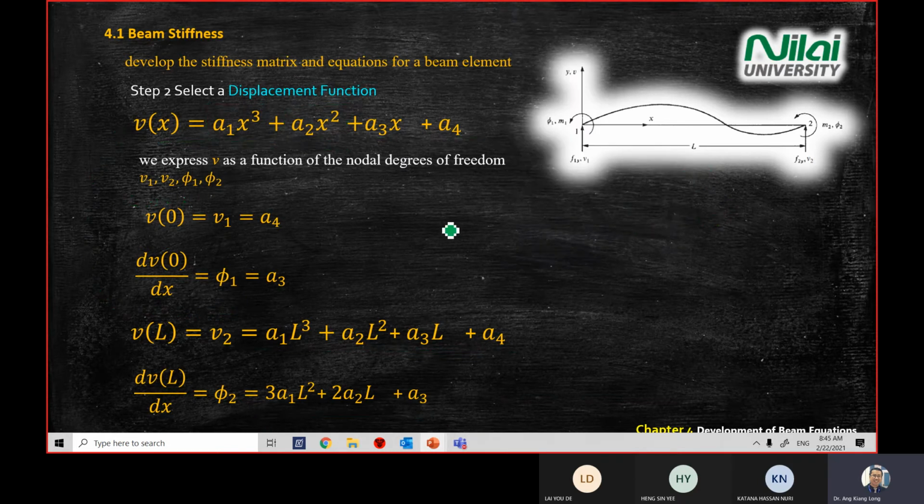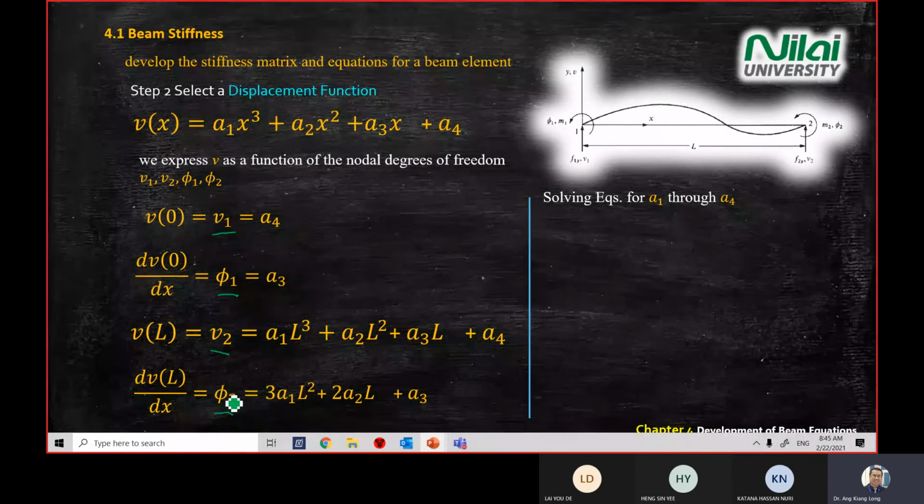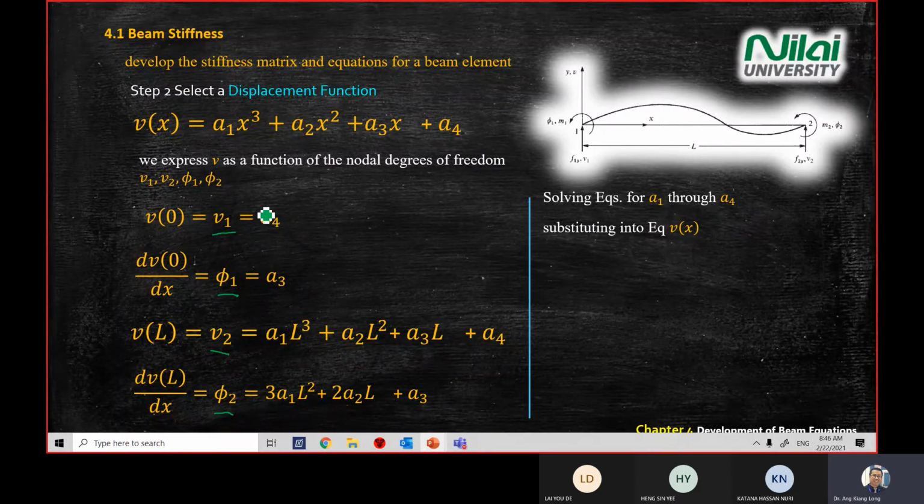Right, then we're going to put all these equations together. We're going to find what A1, A2, A3, A4 are in terms of V1, phi 1, V2, and phi 2. Then you substitute into this equation. It is a lengthy process, but at least you understand how you get the equation.